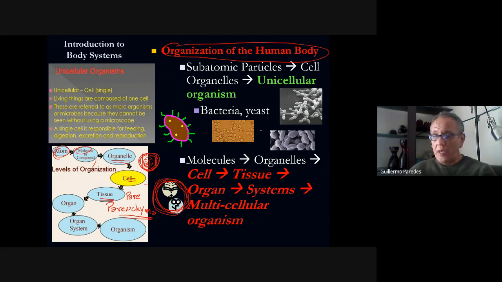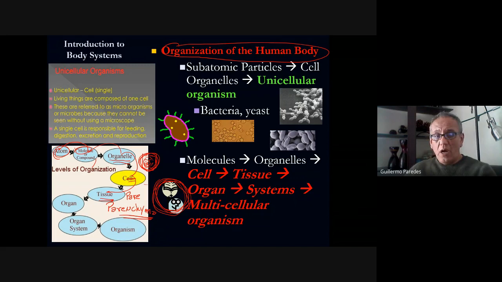So here we have the atom, then the association of atoms, molecules. A group of molecules can form organelles. A group of organelles can form cells. A group of cells forms a tissue, and tissues are going to form an organ.